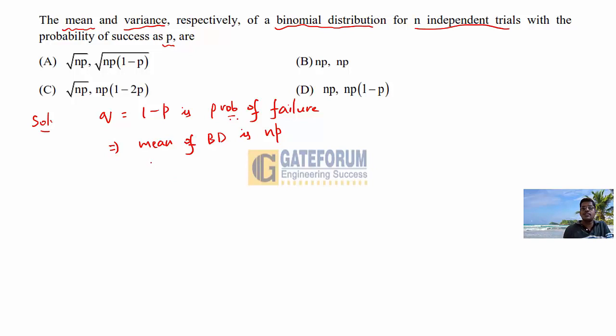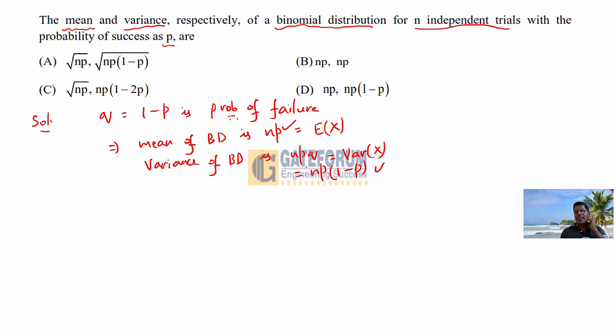Next, they are asking for the variance. Variance of BD is NPQ. Usually this is denoted by the symbolic notation expected value of x, and this is variance of x. So the answer is NP, comma NPQ. Here I can write NP. Q is nothing but 1 minus P. So variance is NP into 1 minus P. Mean is NP. So the answer is respectively NP, comma NP into 1 minus P. Accordingly, the option is B.